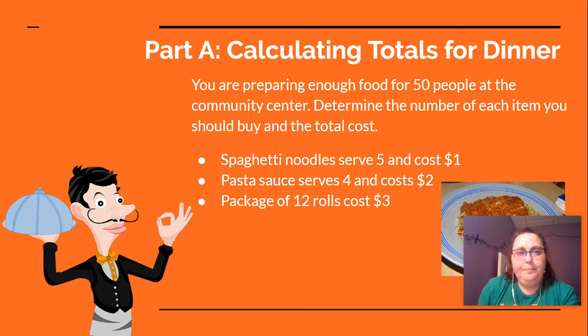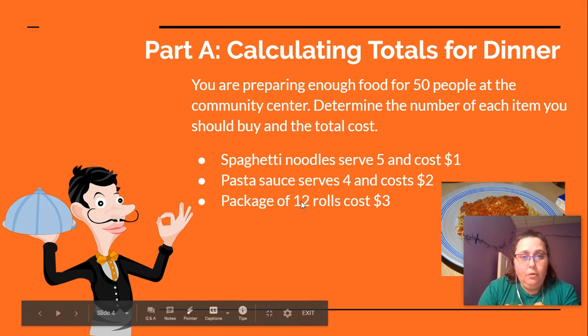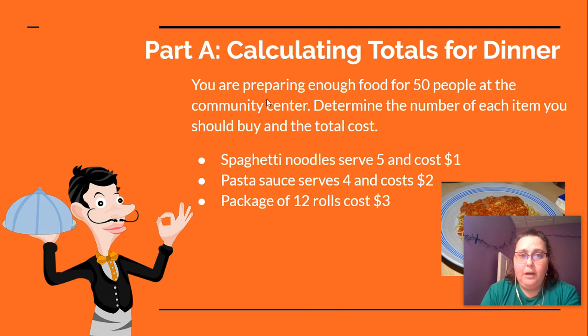Let's look at our problem. This math task has two parts. The first part is part A, and it's where we'll calculate the totals for dinner. So let's look at the scenario. You are preparing enough food for 50 people at the community center. Determine the number of each item you should buy and the total cost.